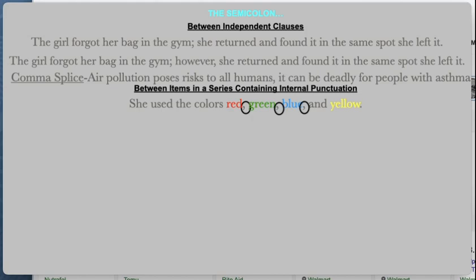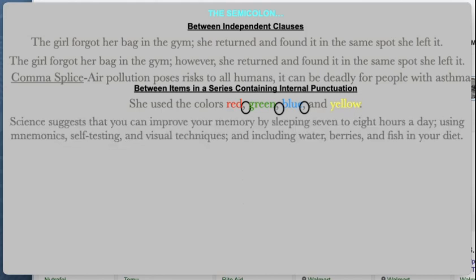So here's an example. Science suggests that you can improve your memory by sleeping 7 to 8 hours a day; using mnemonics, self-testing, and visual techniques; and including water, berries, and fish in your diet. So this list includes internal punctuation, namely in this case, commas. So we use semicolons instead of commas to separate the three things in the list.